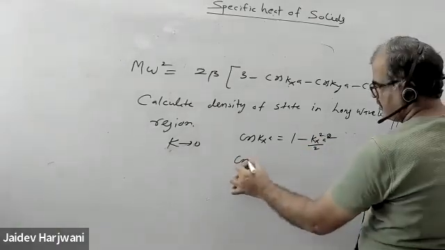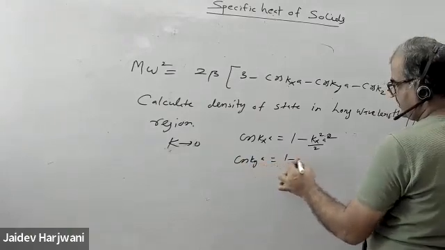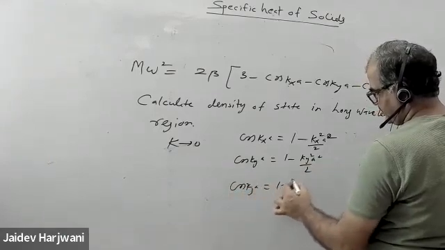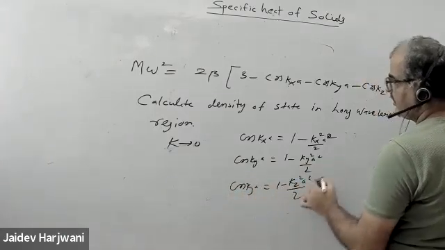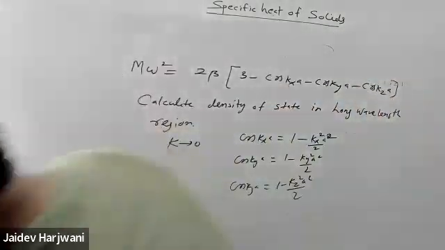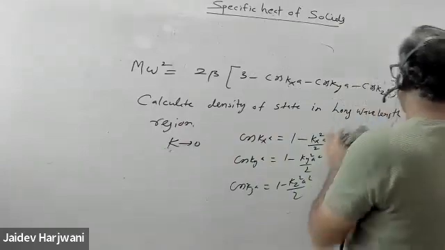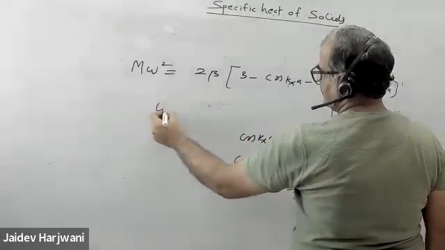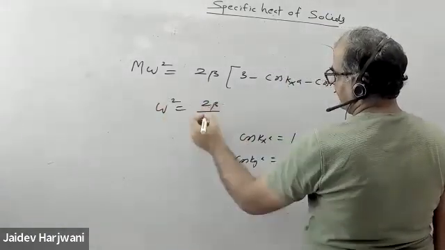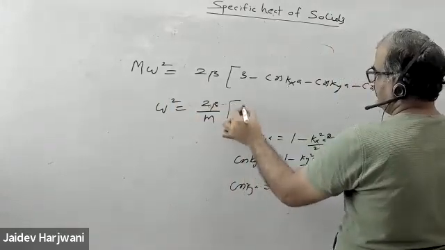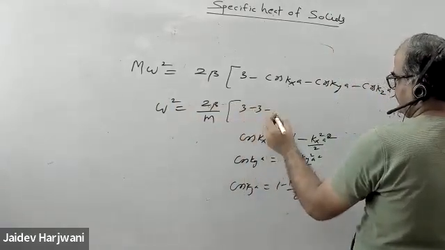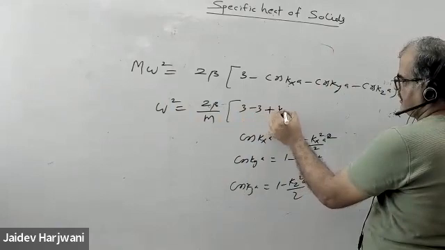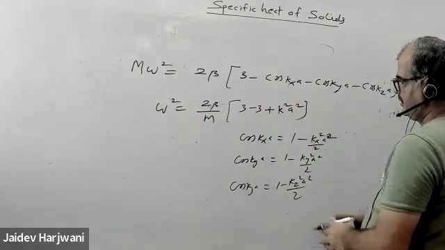Similarly, you can write cos ky a equals 1 minus ky square a square by 2, cos kz a equals 1 minus kz square a square by 2. So when you put these values, you'll get omega square equal to 2 beta by m, and this will give you 3 minus 3 plus k square a square.